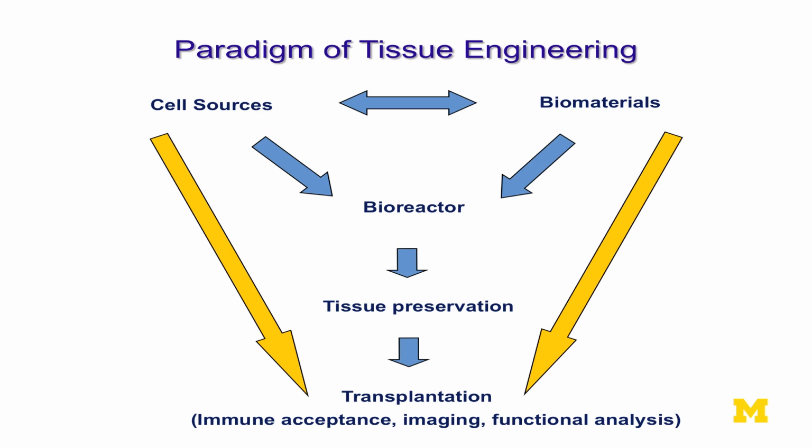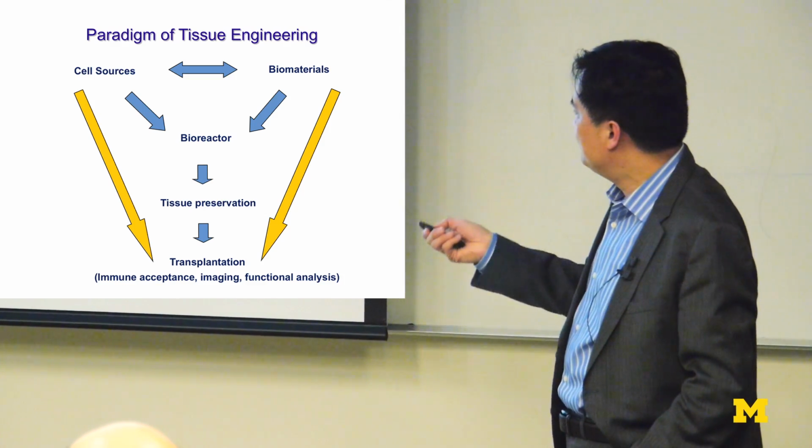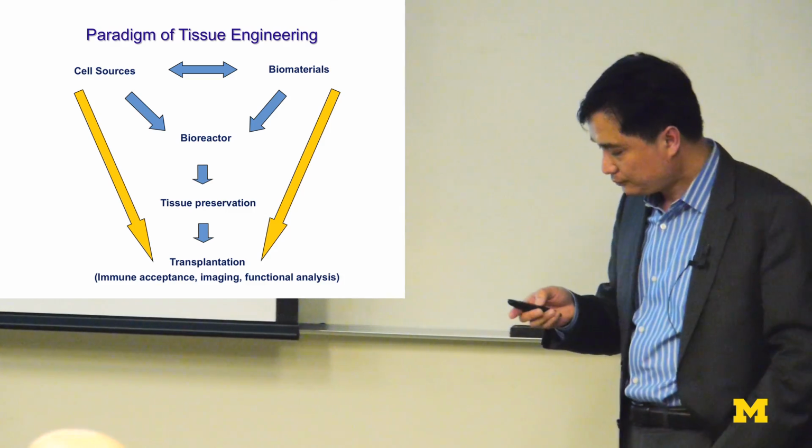Of course, for tissue engineering, we know there are some paradigms. In general, a classical approach is to take some cell type and combine that with biomaterials and put it in a bioreactor to make a functional blood vessel. So that has been done a decade ago. And then you have to go through some tissue preservation, and then you can do that clinically for transplantation.